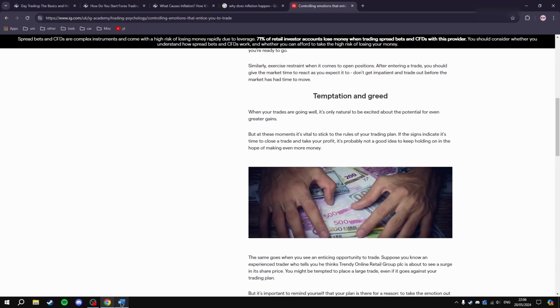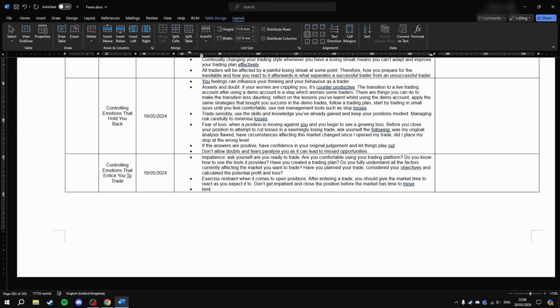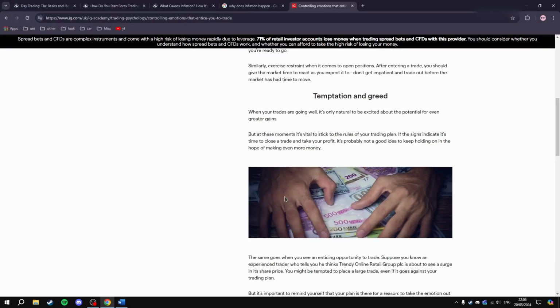Temptation and greed. When your trades are going well, it's only natural to be excited about the potential for even greater gains. But at these moments, it's vital to stick to the rules of your trading plan. If the signs indicate it's time to close the trade and take your profit, it's probably not a good idea to keep holding on to the hope of making even more money.